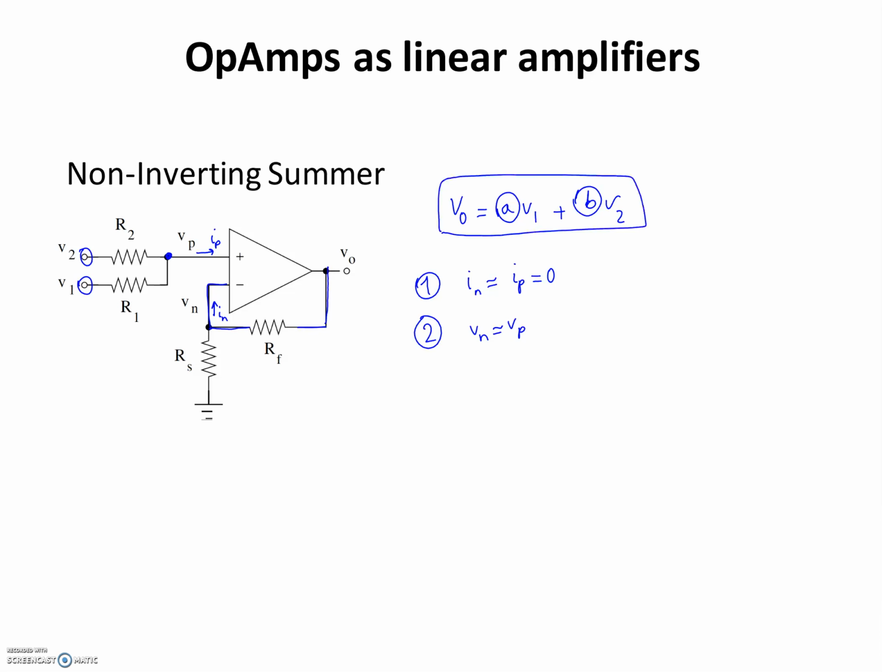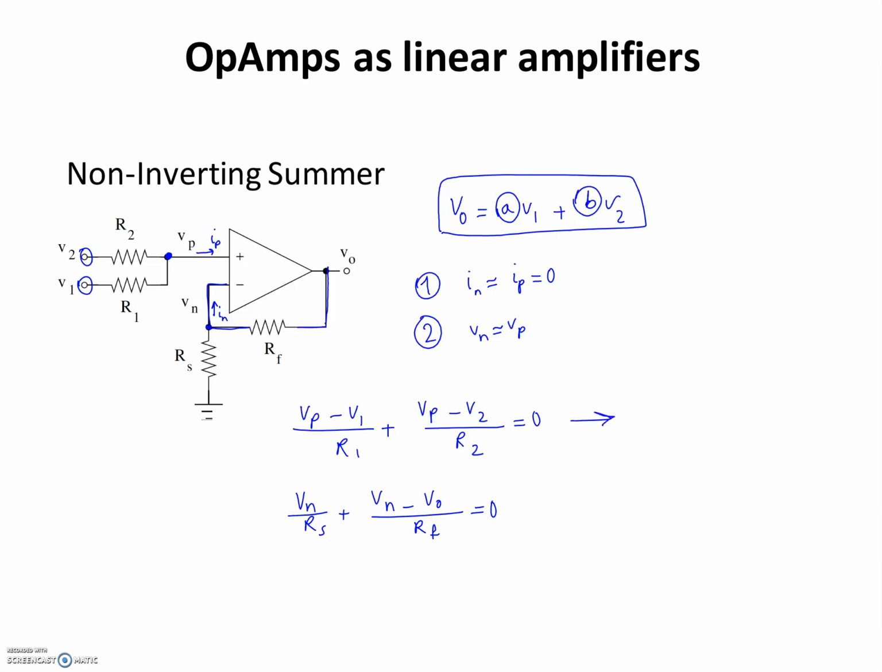So let's write the KCL at node P. If you do so, you're going to have (Vp minus V1) divided by R1 plus (Vp minus V2) divided by R2 equals 0, because Ip is equal to 0. The other one is at node n: Vn divided by Rs plus (Vn minus Vout) divided by Rf equals 0. Again, In is equal to 0.